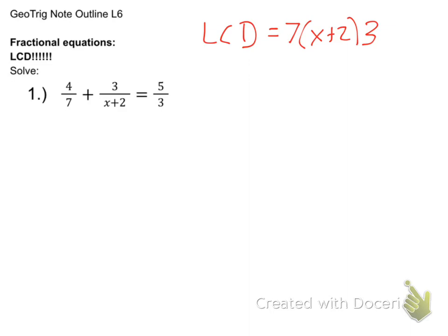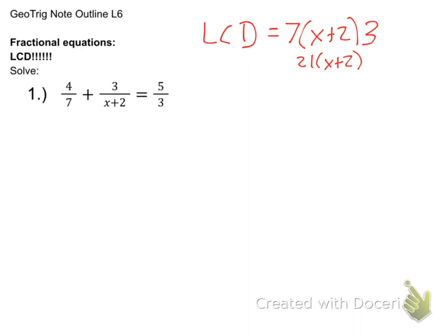We can multiply that together to get 21 times x plus 2. But I'm not going to. You can write it down, that's fine. On this problem, I am not going to multiply it together. The next problem, I'm going to have it multiplied together. It is a personal preference. I would know that 21 is made up of what two numbers? 7 and 3. So it's not a difficult number to work with.